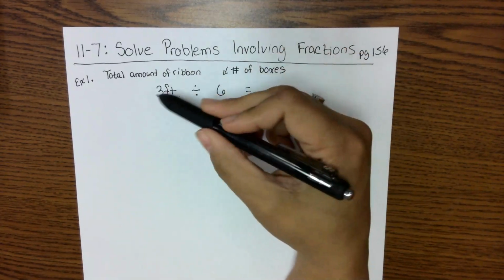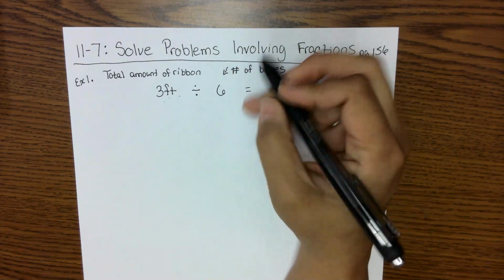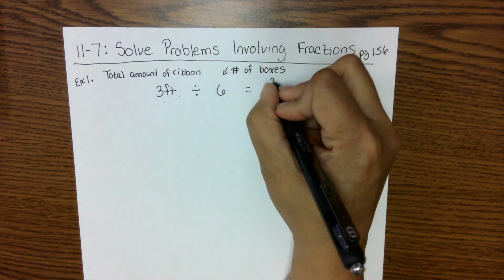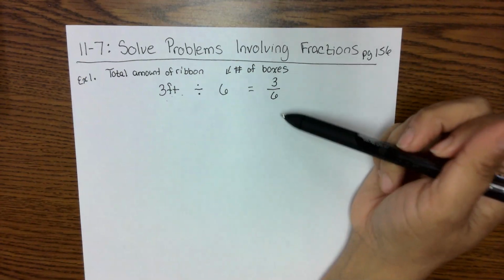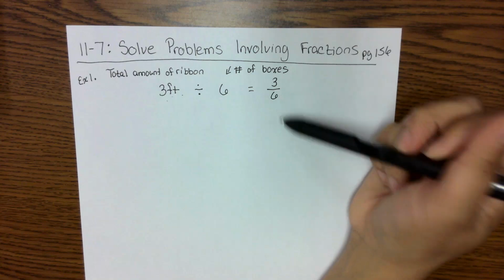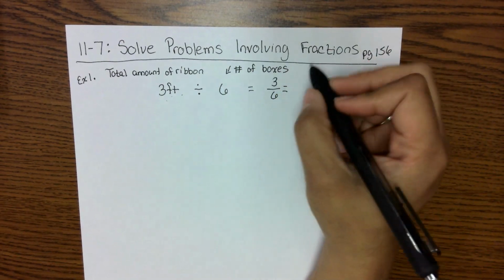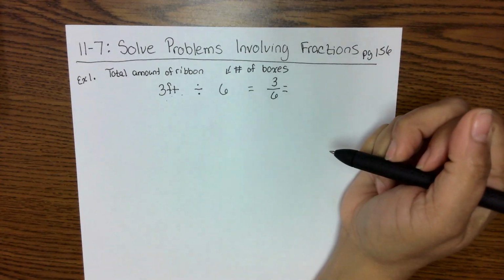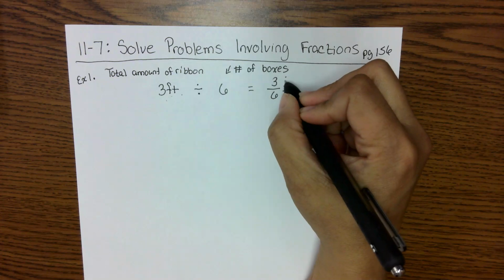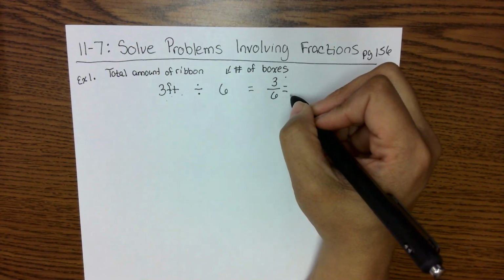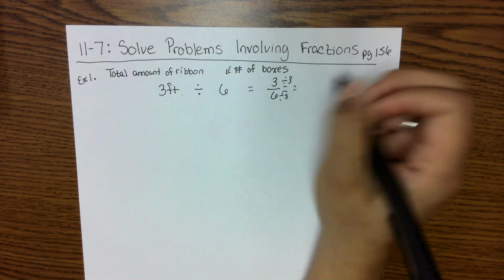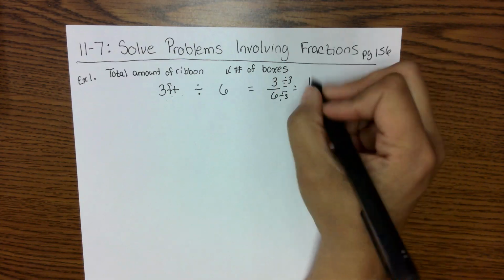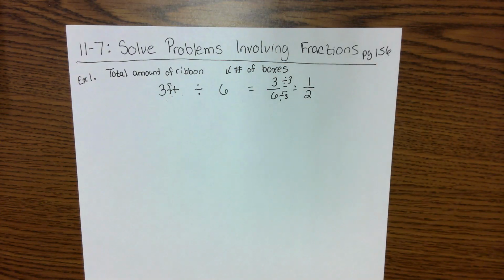So I could write this as a fraction, 3 divided by 6. Remember, this is how you would read a fraction, 3 divided by 6, yes? And I can go even better and simplify it. What number can go into both of these? 2 can go into 3? 3 can go into both of these. Three can go in here once. So each box is going to have half a foot of ribbon.